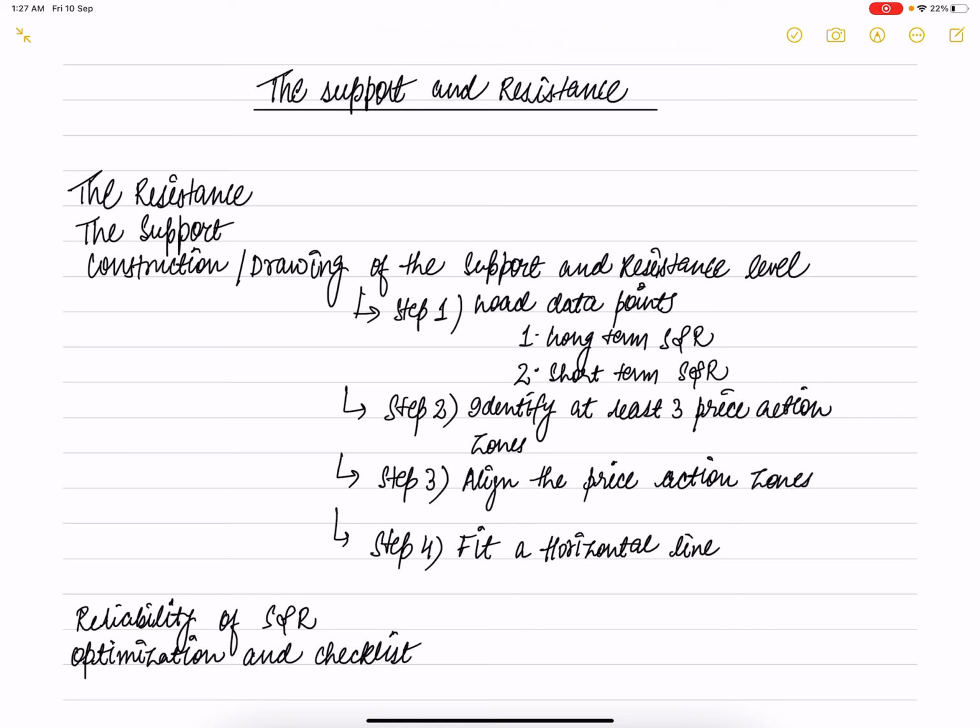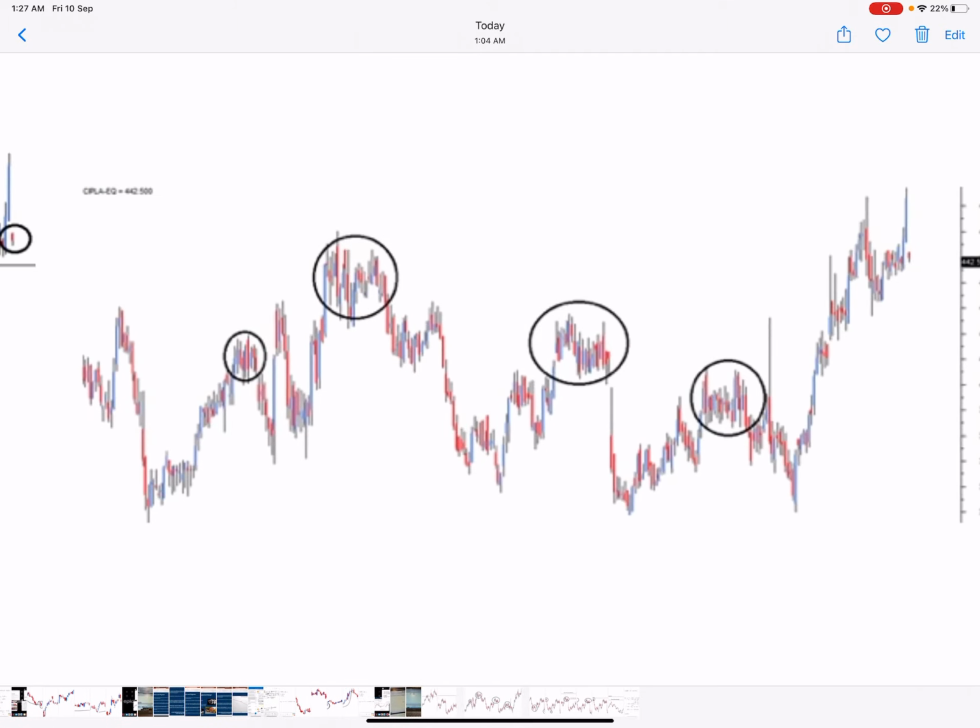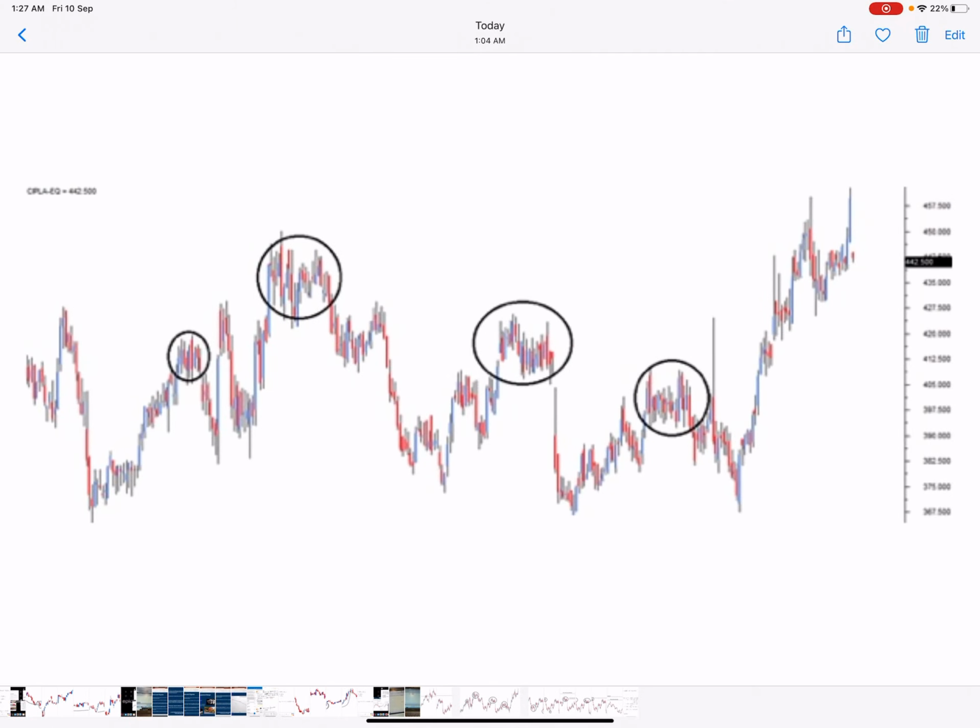Now the third step is to align the price action zones. When you look at a 12-month chart, it is common to spot many price action zones. But the trick is to identify at least 3 price action zones at the same price level. For example, you can see in this chart where 2 price action zones are identified, but they are not at the same price point.